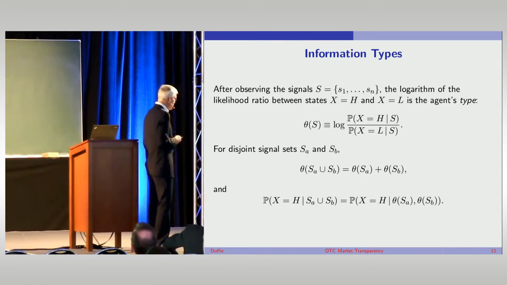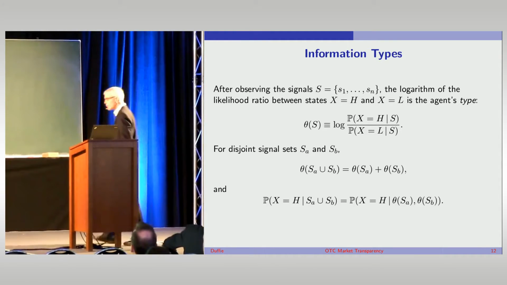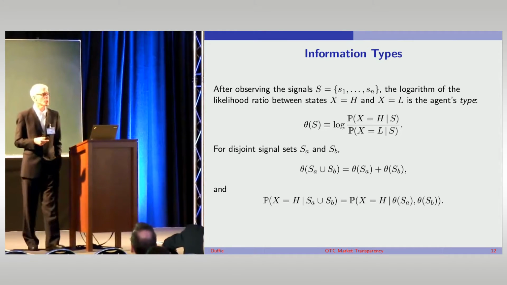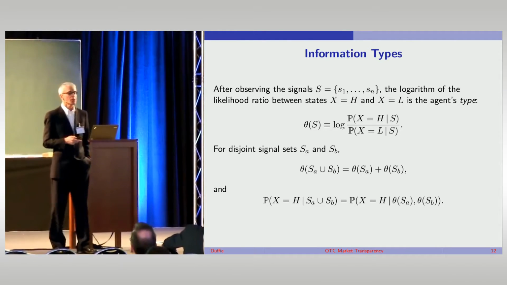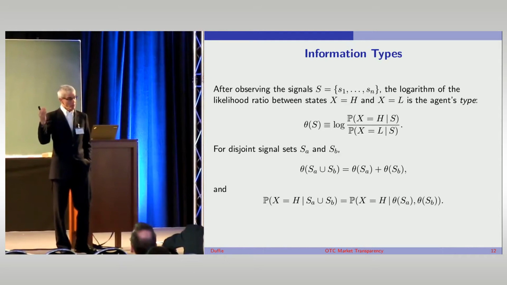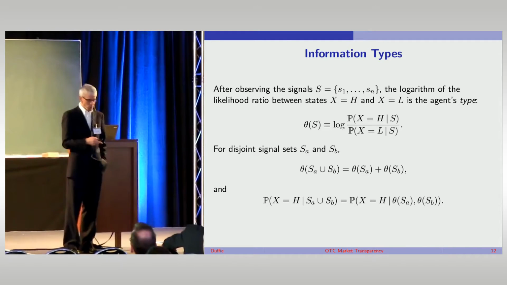So you all can now convert your information to your log likelihood ratios, and I'll just call that your information type. So each of you has a type now, which is a number on the real line. And if the type is very high, then you think gold is worth a lot, and if your type is very low, then you think gold is not worth as much.